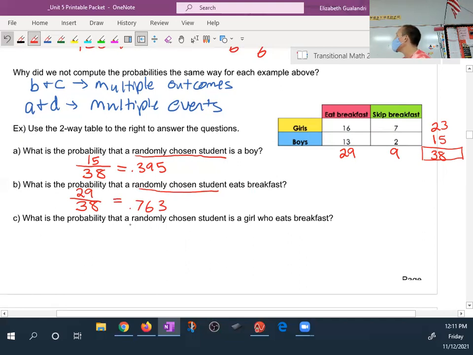Okay. And what's the probability that a randomly chosen student, so that's out of 38, we're looking at all the students, this one's interesting, is a girl who eats breakfast? How many are there? 16, good. Okay, the girls that eat breakfast, that's very specific, is 16 there. So 0.421, so about 42%. Okay. Now, those are all of the different ideas to just introduce probability.